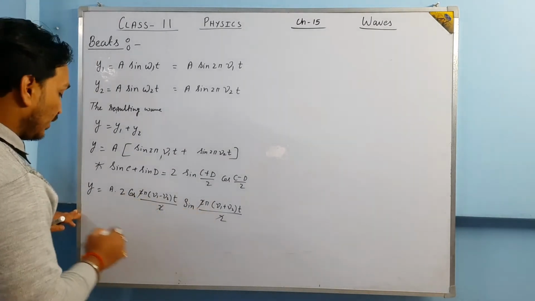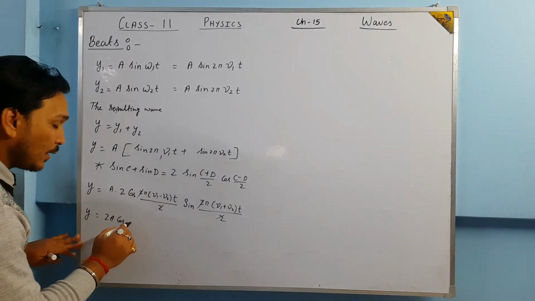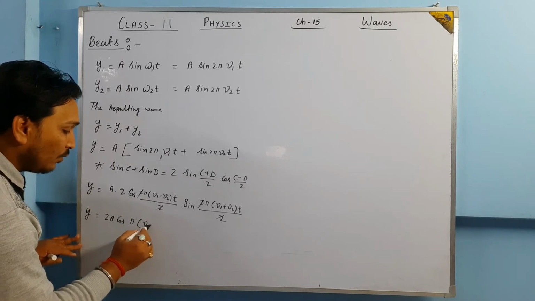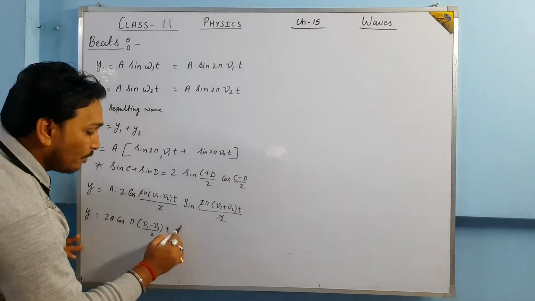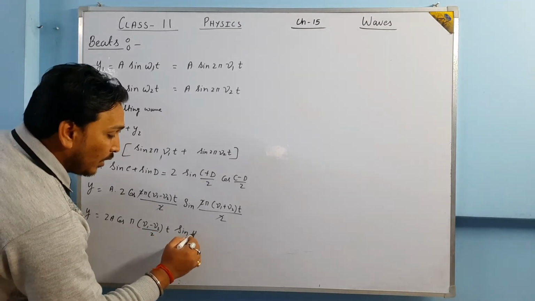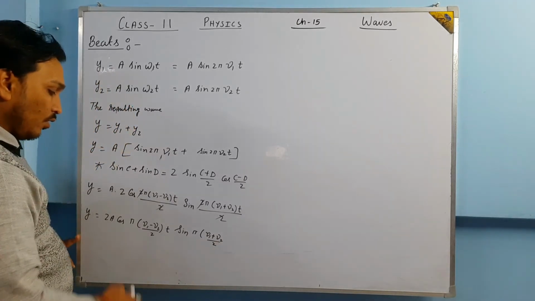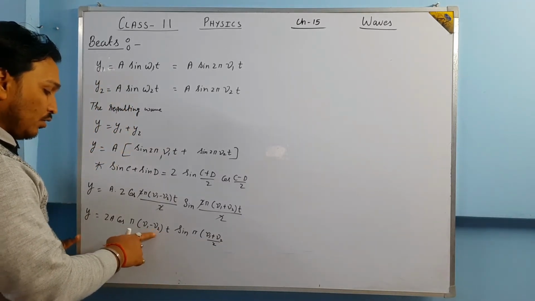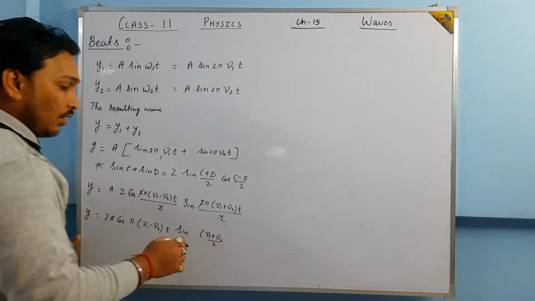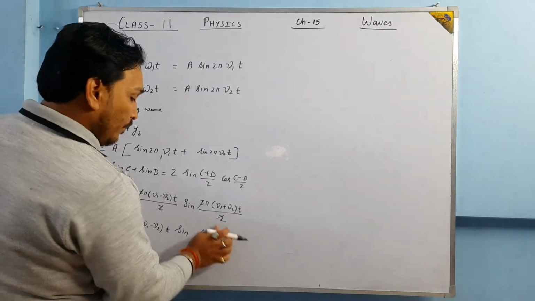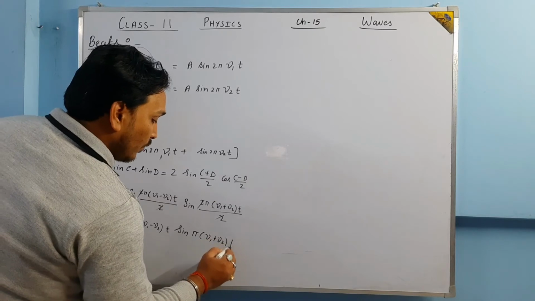This 2 and 2 will be cancelled out. Y is going to be what? 2a cos pi (nu 1 minus nu 2)/2 into t and sine pi (nu 1 plus nu 2)/2 is cancelled out. No? So we have (nu 1 minus nu 2) into t and sine pi (nu 1 plus nu 2) into t.